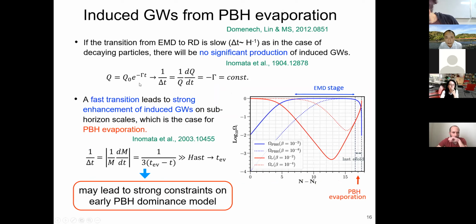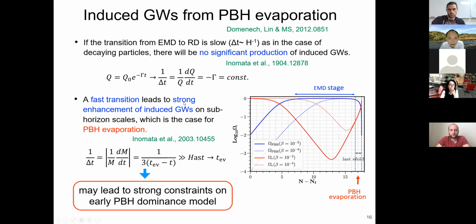The point is that in the standard case of constant decay rate, such as the case of particle decays, the decay time scale is so slow, it's always of order the Hubble time. Therefore, small scale fluctuations will not be affected by the transition. Essentially, the adiabatic approximation for the wave is applicable. So there won't be any new production of anything. It just slowly starts to oscillate and so on.